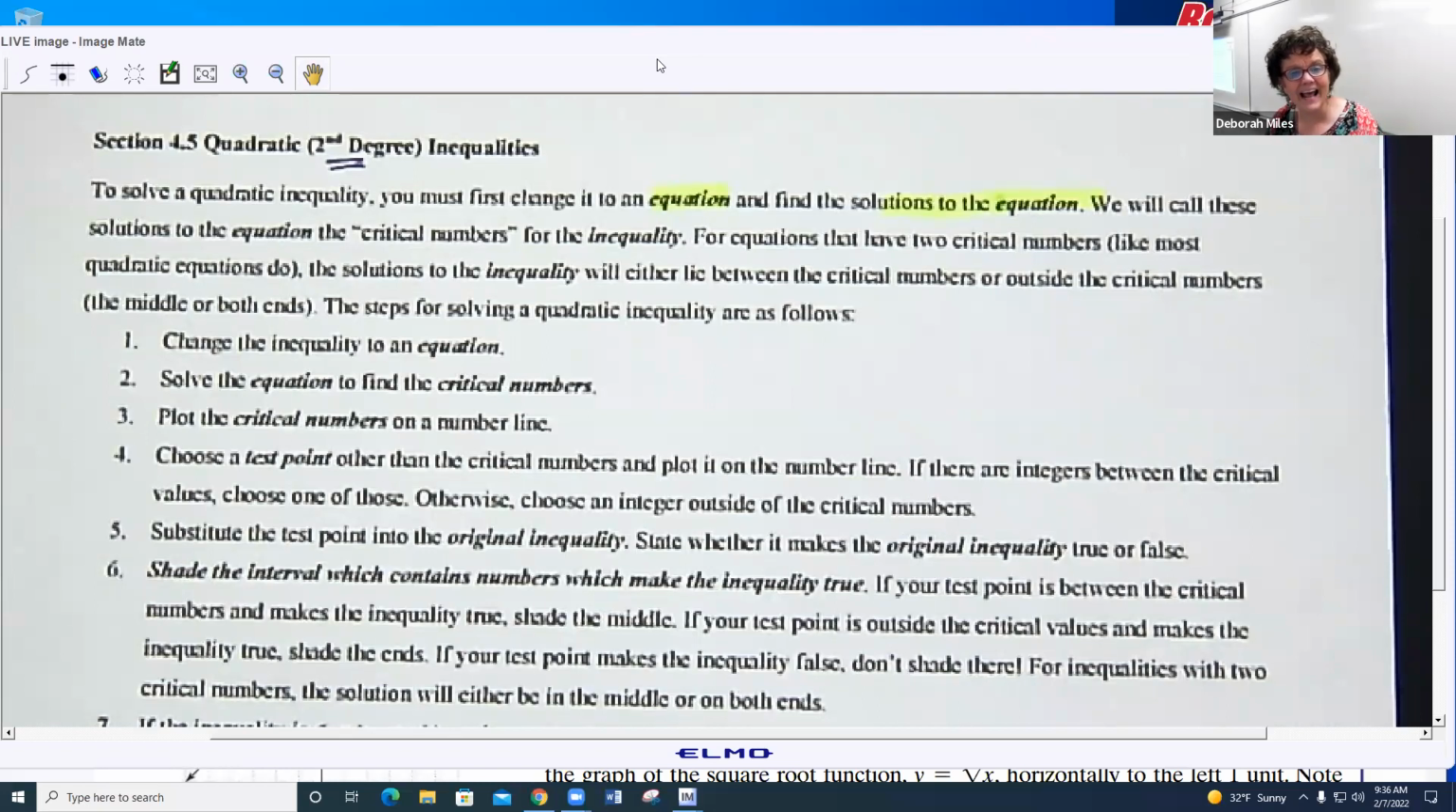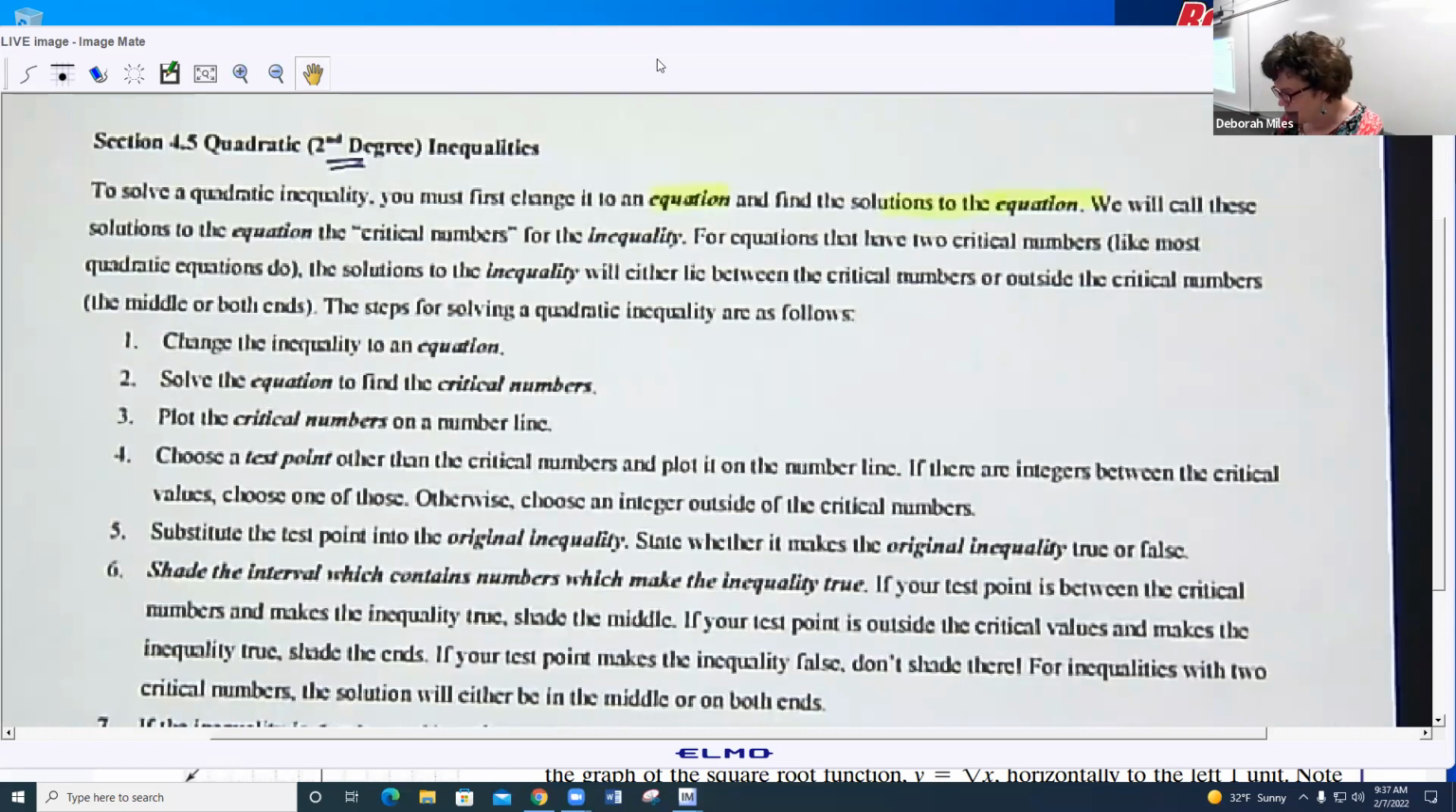For equations that have two critical numbers, and most quadratic equations do have two solutions, the solutions to the inequality will either lie inside those two critical numbers on a number line or outside those two critical numbers on a number line. You'll put the critical numbers on a number line, and then we will end up either shading the middle or shading the ends. Again, the goal is to find the values that make the inequality true.